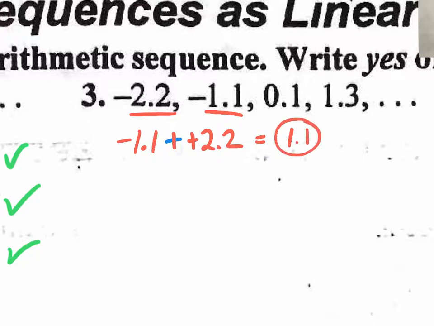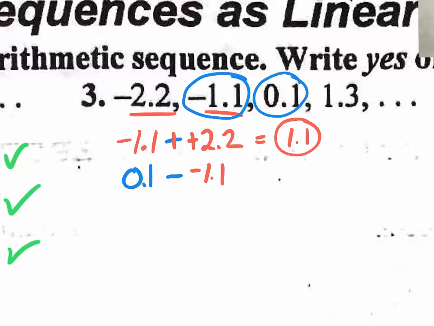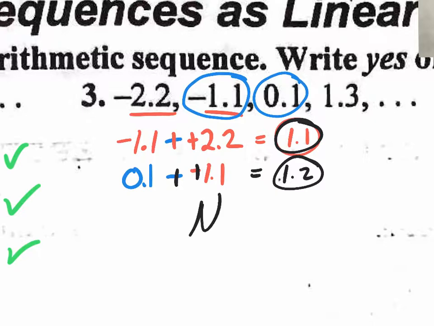Let's see if it is common in all the terms. So if I go to the next one, 0.1, and I subtract negative 1.1, let's write that out. 0.1 minus the negative 1.1. So the minus negative changes to plus plus. So you really have 0.1 plus 1.1, and what do we get? We get 1.2. So is this the same as this? So these guys are not common. So you say, no, it's not arithmetic. Why not? Because there is no common difference.